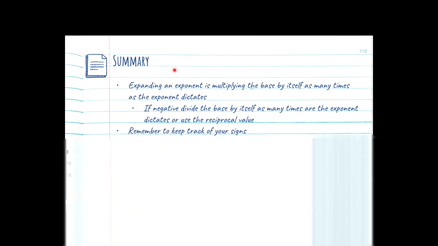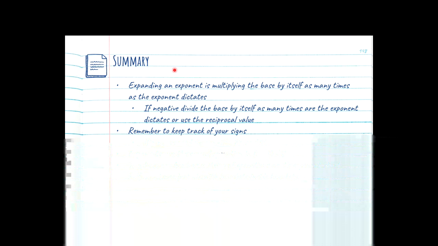Making it positive seems to be easier for people, but it will give you the same answer either way. You still need to divide it by 1 to get the reciprocal value anyway, so it just seems to be easier. Remember to make it positive first and then do the multiplication. You also have to remember to keep track of your signs. You're only flipping into the reciprocal when the exponent is negative.